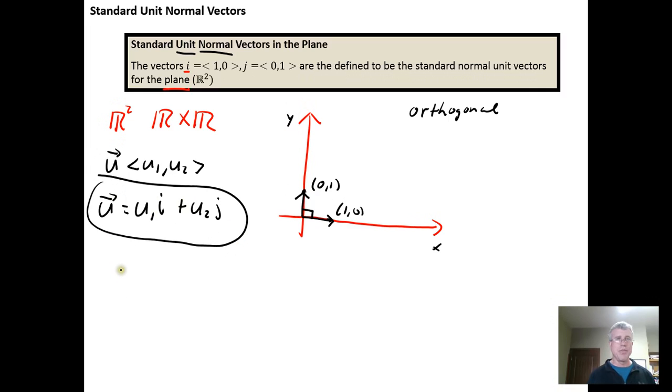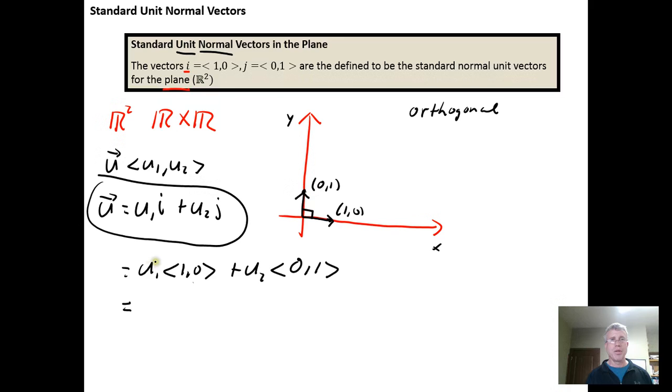So this would mean u sub 1 times the vector 1, 0 plus u sub 2 times the vector, sorry, 0, 1. I don't know why I wrote that. I was thinking about something and my brain just flitted.